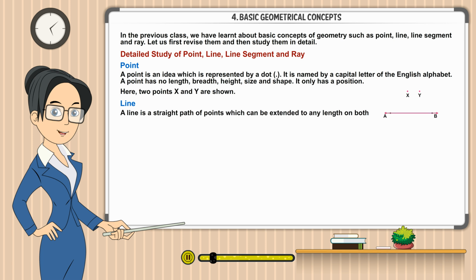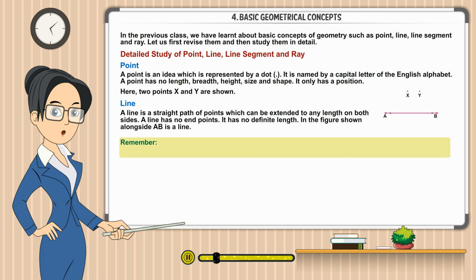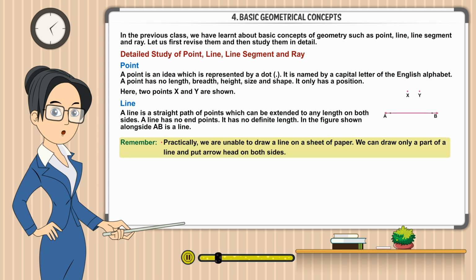Line. A line is a straight path of points which can be extended to any length on both sides. A line has no endpoints. It has no definite length. In the figure shown alongside, AB is a line. Remember, practically we are unable to draw a line on a sheet of paper. We can draw only a part of a line and put arrowhead on both sides.